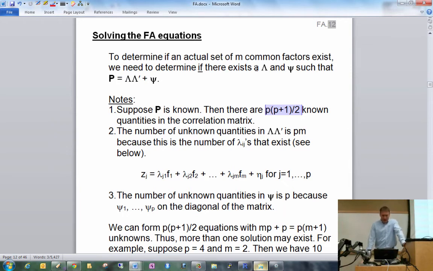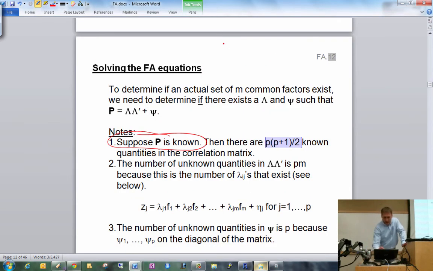Now, unfortunately, this is not as easy as we would like. Here's why. Let's work with the correlation matrix here. Suppose the correlation matrix is known. That means that there are p times p plus 1 divided by 2 different known quantities. Why? Well, let's take a look at the case where p is equal to 2. So here's my correlation matrix.